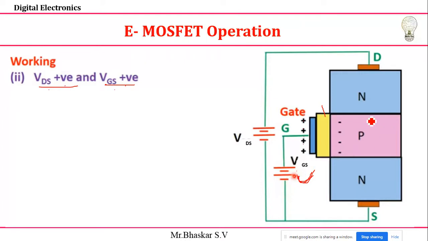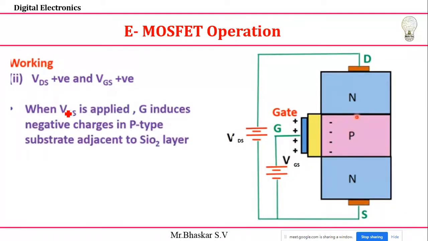All the electrons there come to here. Clear? So that's what I'm telling here. When VGS is applied, G means gate, negative charges are induced in the p type material. Yes, because of this positive voltage, it will induce some negative charges in the p type substrate adjacent to the silicon dioxide layer. So this is called the silicon dioxide layer.